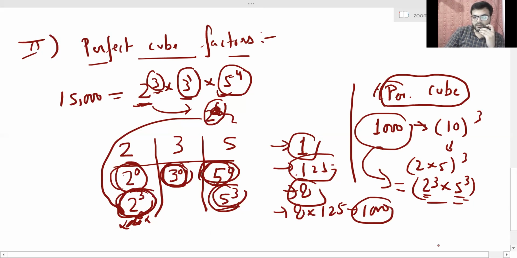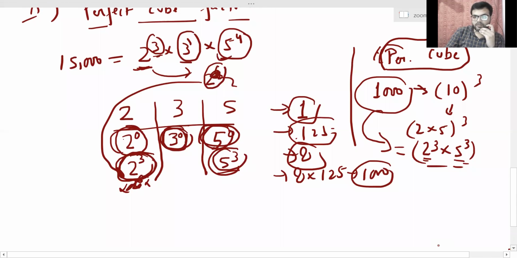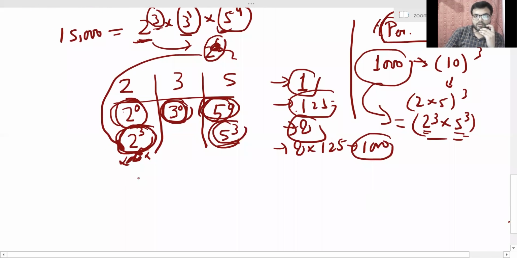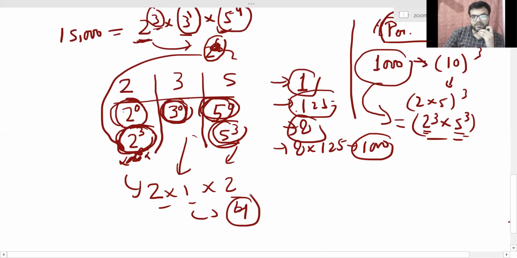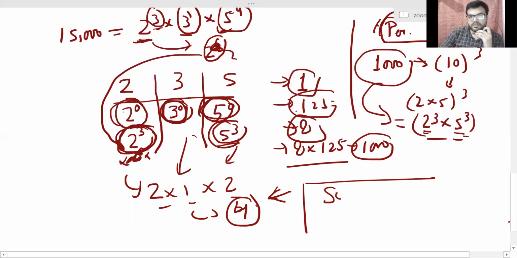So even if you don't want to find out all the perfect cube factors individually, you can also find the count like this. In the first column, we have 2 perfect cube factors, right? In the second column, you have got 1 perfect cube factor, and in the third column, you have got 2. So 2 into 1 into 2, you have got 4 perfect cube factors. So by this way, either way, you can find out the total number of perfect cube factors. Fine.